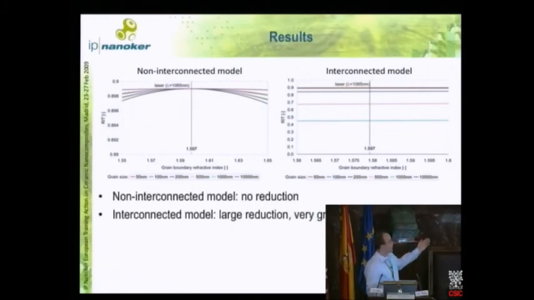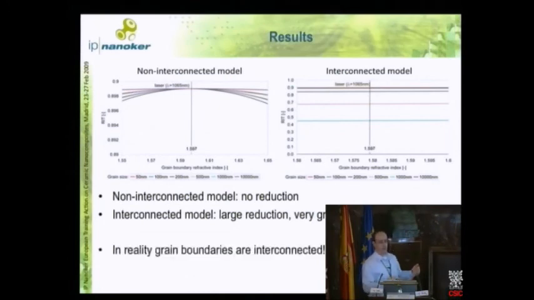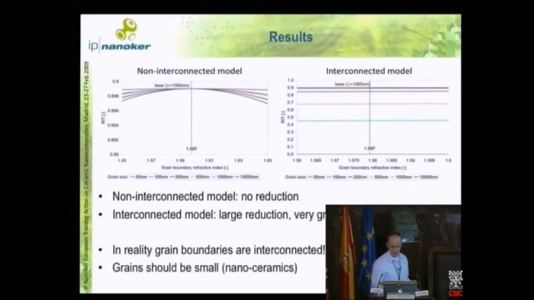So we see that one model predicts no reduction, the other model predicts reduction. Now, in reality, sadly, grain boundaries are interconnected, and this model will probably better describe the material. That means this predicts that grains should be small, and we should do nanoceramics to get the best transparency.